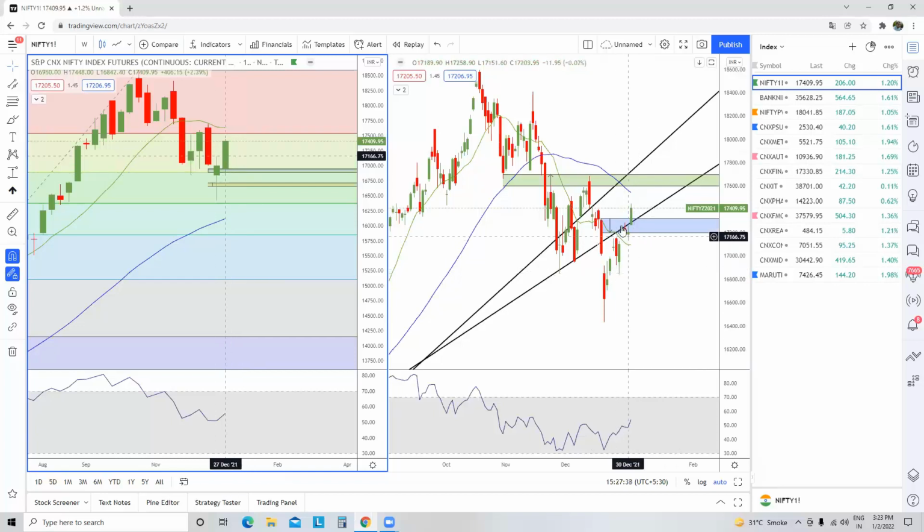And what has happened is that this particular resistance band, this was a previous resistance band, price has been able to close above it, especially the buying which happened on 31st December, the last day of 2021. It was a surprise for everyone, and it was able to close above the resistance of 17,321.